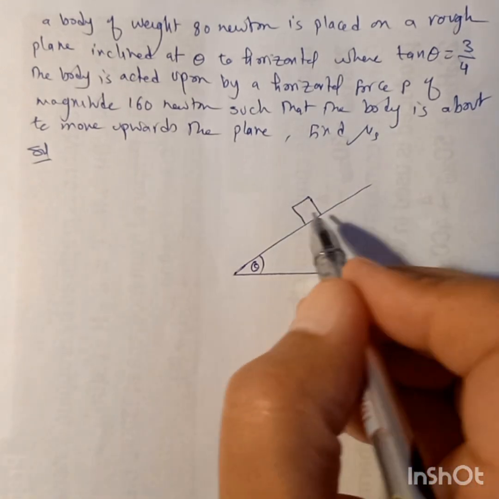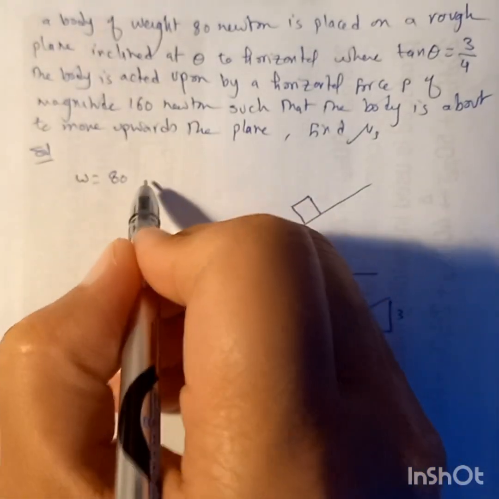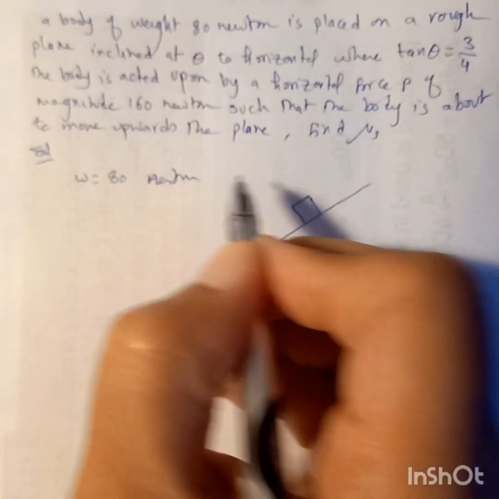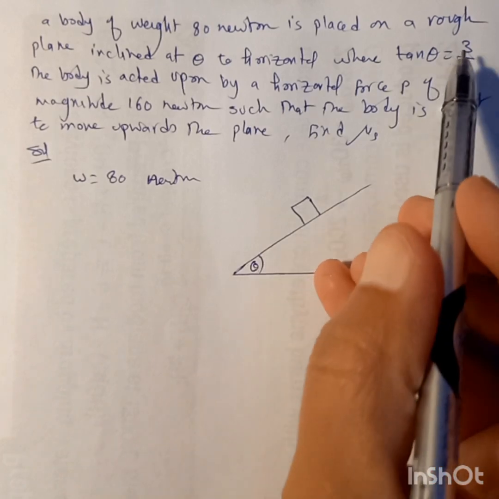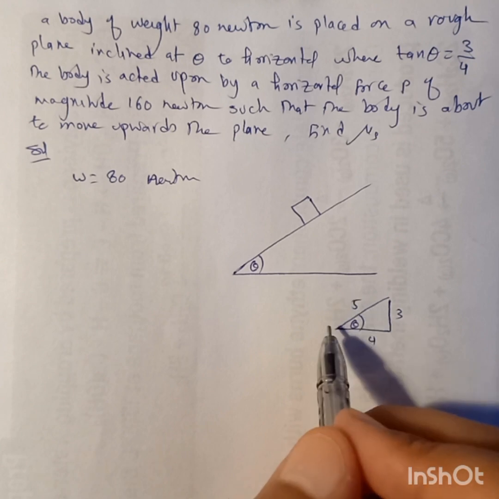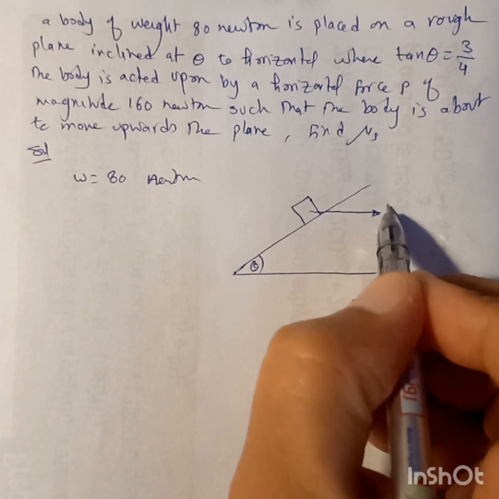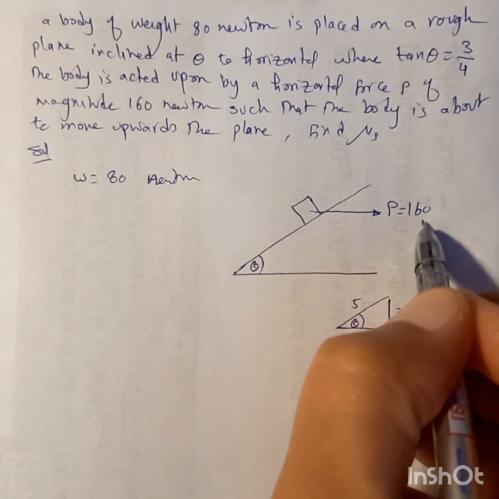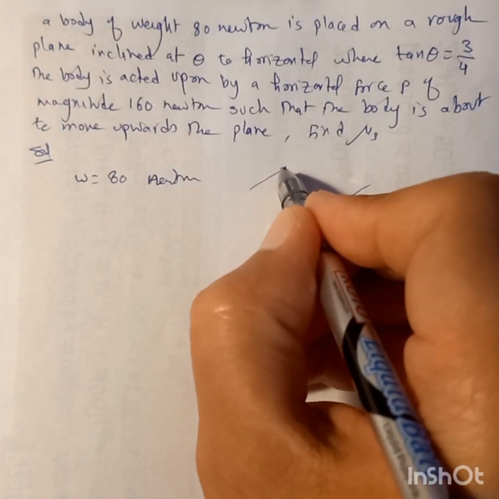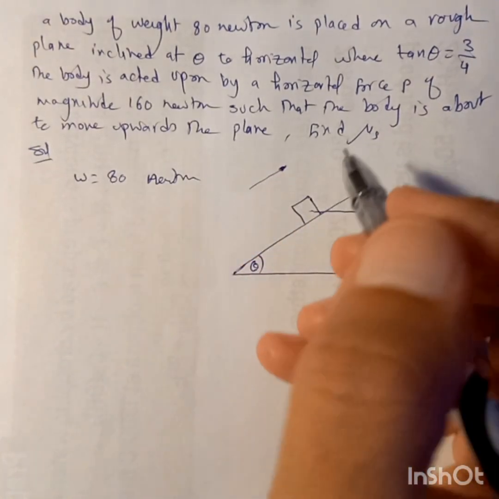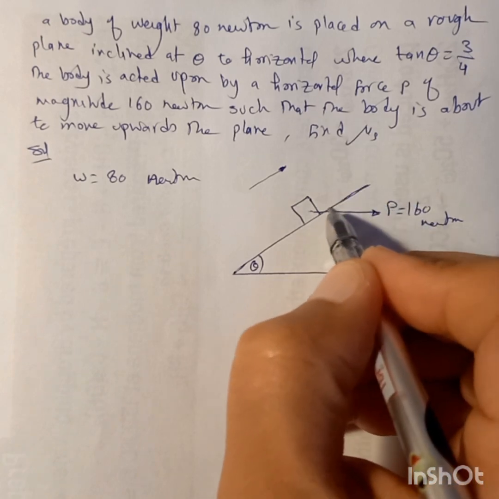Here we have this body of weight W equals 80 Newton, placed on this inclined plane with inclination angle theta, where tan theta equals 3/4. Then this side is 5. The body is acted upon by this horizontal force P in this direction, equal to 160 Newton, such that the body is about to move upward along the plane. The expected motion direction is upward along the plane. Then it is required to find the static friction coefficient between this body and this rough inclined plane.